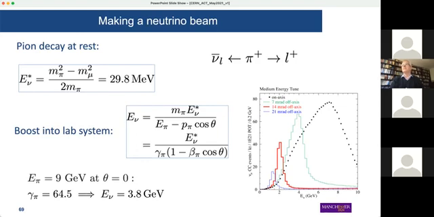Okay, so the gamma factor is the normal relativistic factor. If you want to have a first estimate, it's just the energy divided by the mass, and then you have this 64.